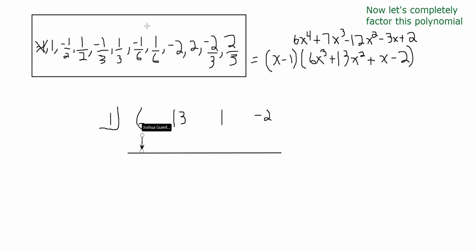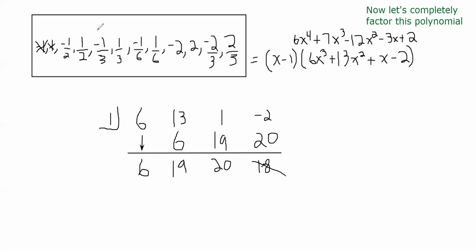So same thing, synthetic division. You're probably already starting to get used to it. 1 times 6 is 6. 13 plus 6 is 19. You can probably quickly see that if signs aren't changing in here, you're always going to keep compounding and getting larger and larger. So it's probably not going to work. 1 times 19 is 19. 1 plus 19 is 20. And you can see it's not going to work. 1 times 20 is 20. Negative 2 plus 20 is 18. But that's not a remainder of 0. The remainder is 18.